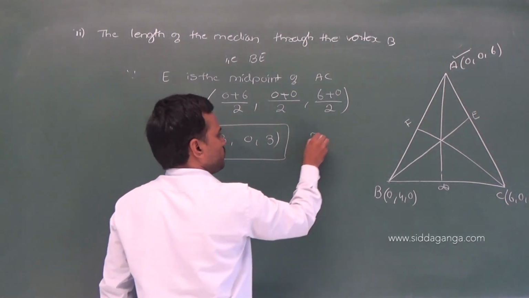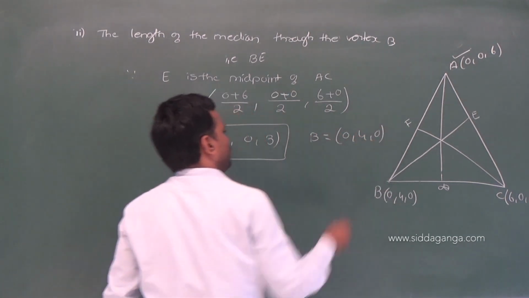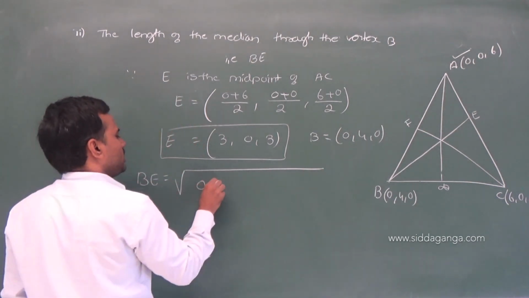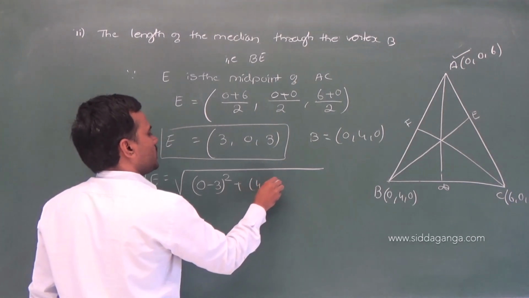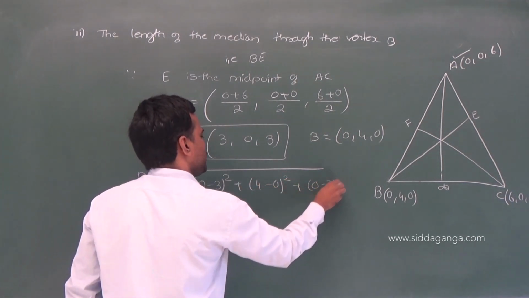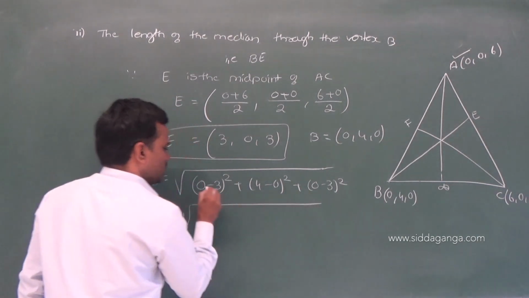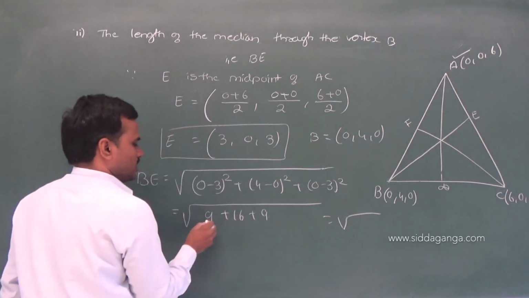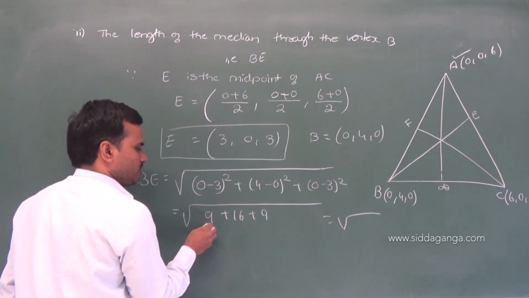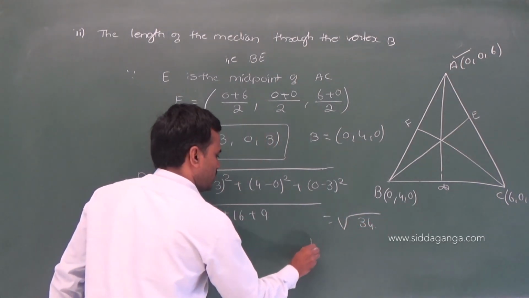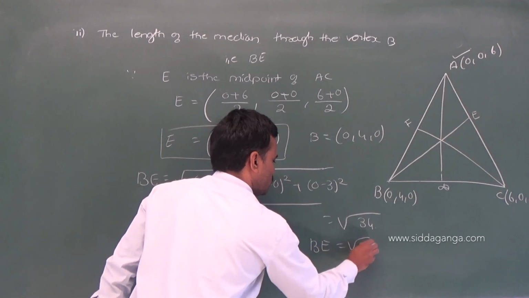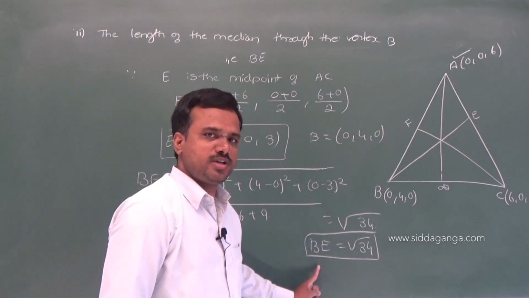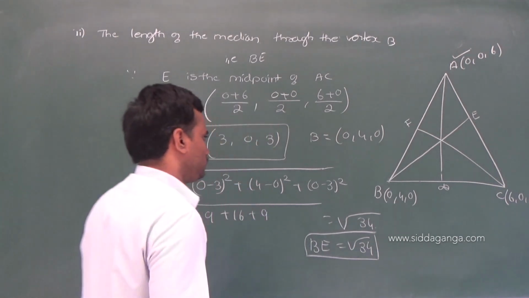Then the B coordinate is given, (0, 4, 0). Find out BE, the length of the median: square root of (0 minus 3) whole square plus (4 minus 0) whole square plus (0 minus 3) whole square. That is square root of 9 plus 16 plus 9. 9 plus 16 is 25, 25 plus 9 is 34. That means the length of the median BE is root 34. The length of the median through the vertex B is BE, equal to root 34. This is over.